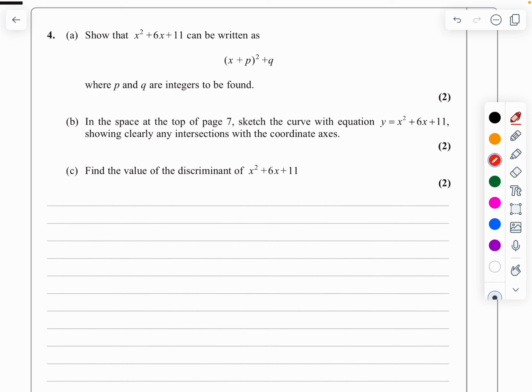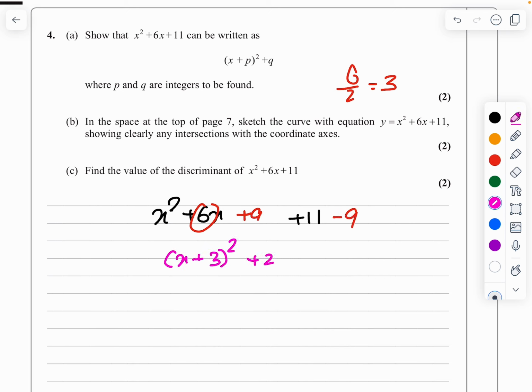x square plus 6x plus 11 in the completing square form. So this is 6, 6 divided by 2 is 3. So add 9, subtract 9. So it becomes x plus 3 whole square plus 2. P and Q integers to be found. So P value equals 3 and Q value equals 2.